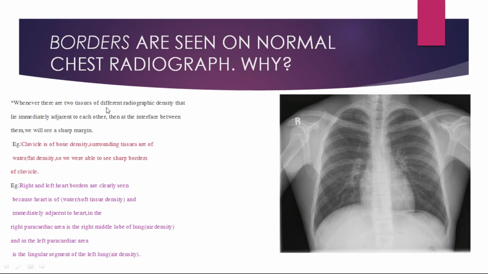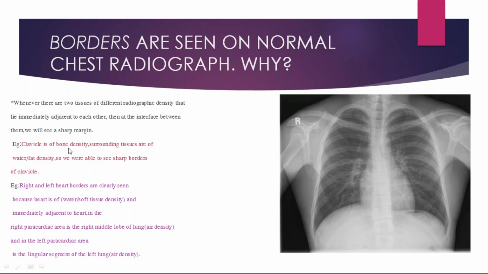Whenever there are two tissues of different radiographic density that lie immediately adjacent to each other, then at the interface between them we will see a sharp margin. This is the silhouette. Silhouette is preserved.